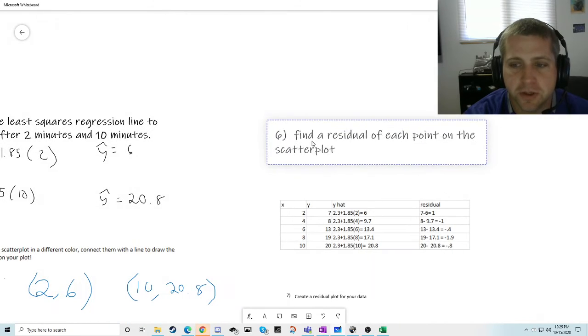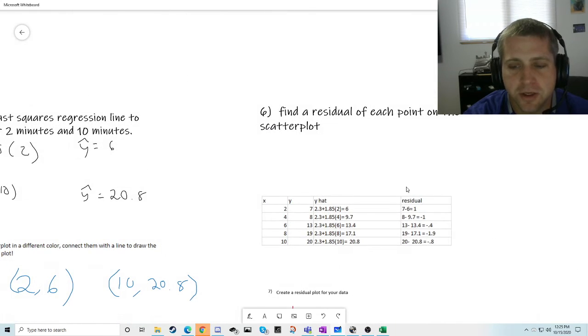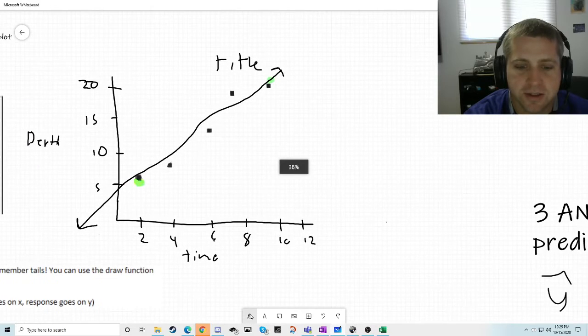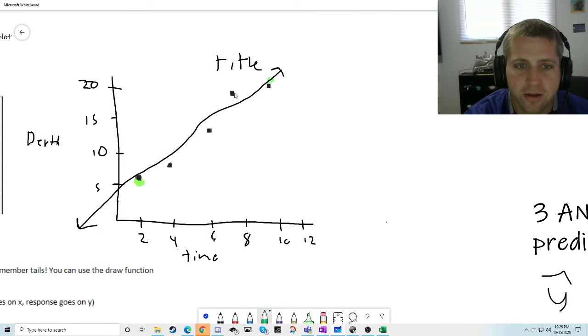Find a residual for each point on the scatter plot. So residual is your actual y value minus your predicted y value. This is your actual y, here's 19, minus your predicted y. The predicted y is on the line. So a residual is this distance from the line to the dot. Each point has its own residual.